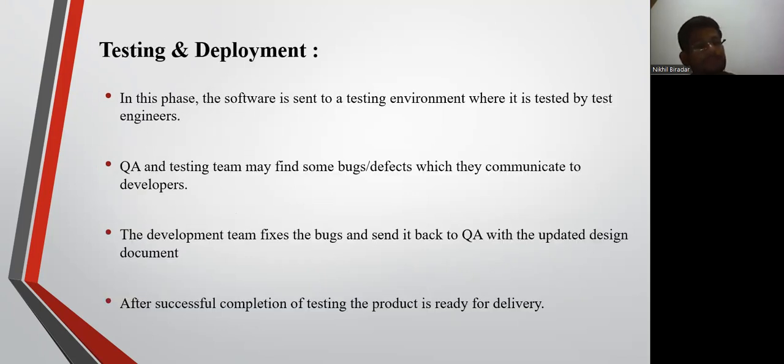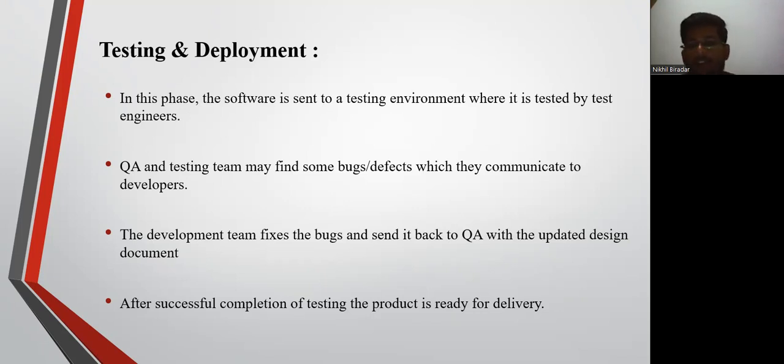After the whole development process is done, the testing phase comes into the picture: testing and deployment. In this phase, the software is sent to a testing environment where it is tested by test engineers. We have testing approaches such as manual and automation testing, where all the test engineers test the software which is developed by the developers. This is also called QA, that is quality assurance and testing.